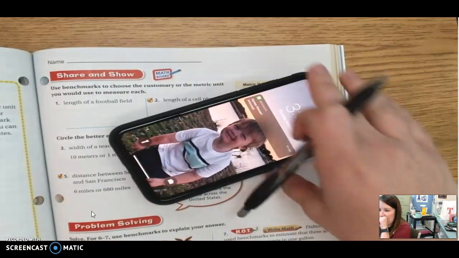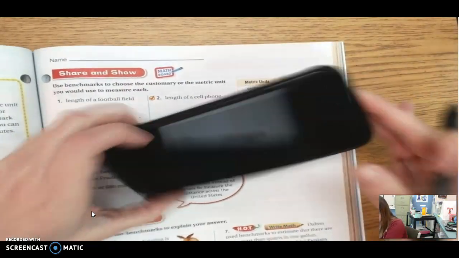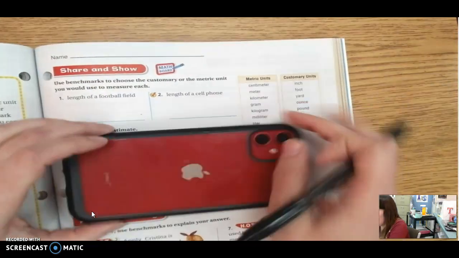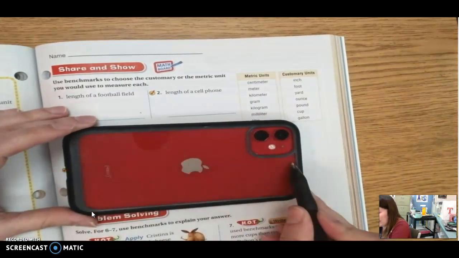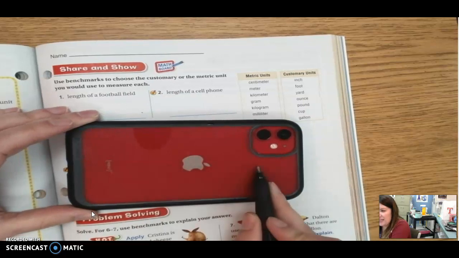I want to measure, look, my cousin texted me. Oh, that's Jace, my nephew. He's so cute.